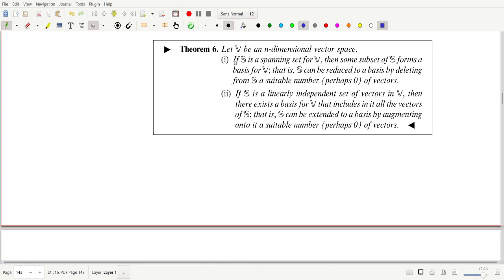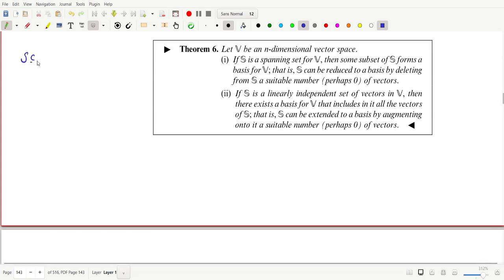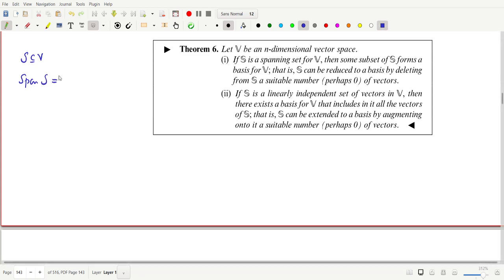Now we prove theorem 6. Theorem 6 says that if S is a spanning set, that means we have a subset of V such that the span of S, the set of linear combinations of S, is nothing but V, then we can say that S contains a subset which is linearly independent and spans V. That means S contains a basis. Or you can reduce the elements of S to get a basis of V. Okay, that is the first statement.